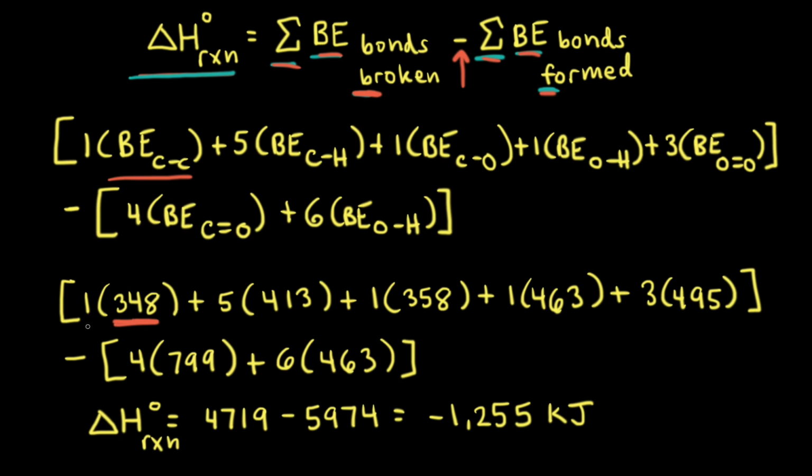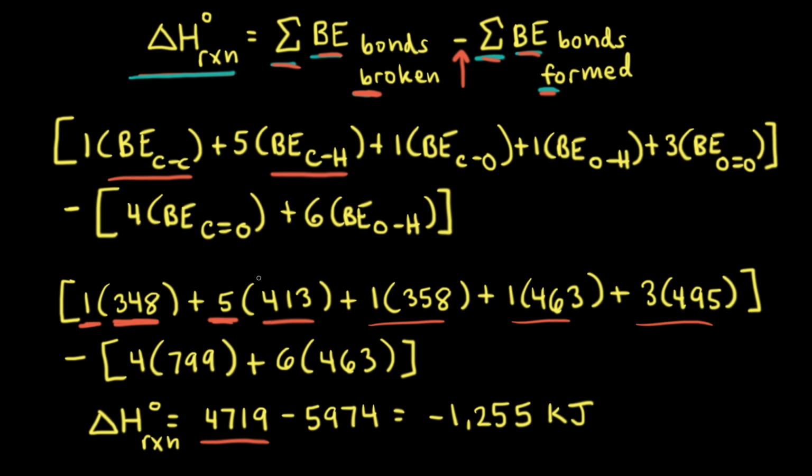And we're going to multiply this by 1 mole of carbon-carbon single bonds. Next, we look up the bond enthalpy for a carbon-hydrogen single bond, and that's about 413 kilojoules per mole of carbon-hydrogen bonds, and we're multiplying this by 5. And we continue with everything else for the summation of the bond enthalpies of the bonds broken. When we do this, we get positive 4,719 kilojoules.